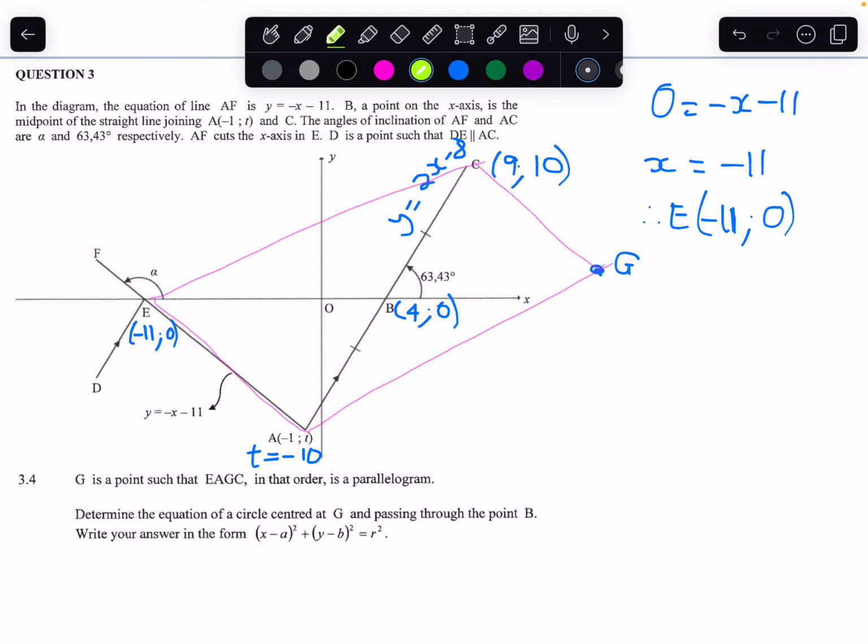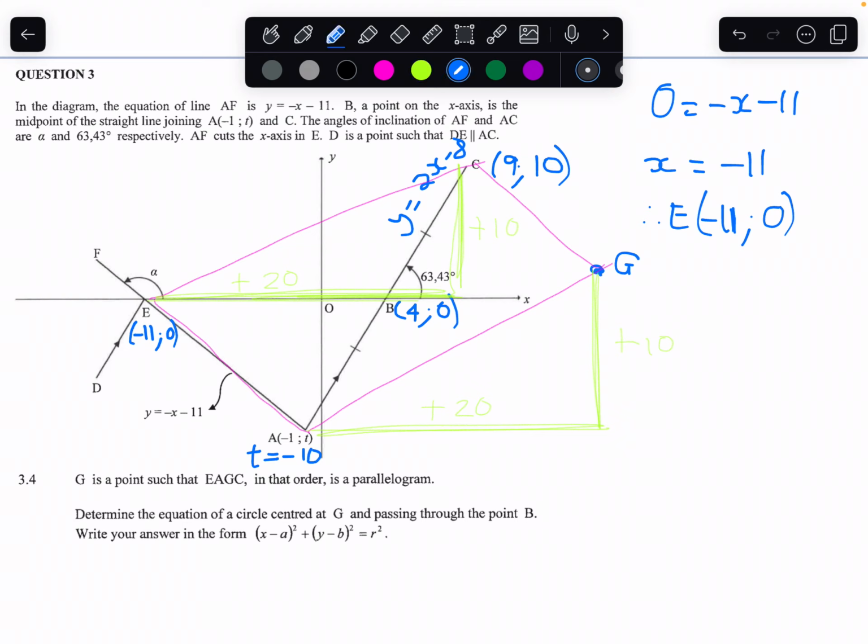So then to go from E to C, I'm going to need to run 20 units, right? To go from negative 11 to positive 9, that's 20 steps. And then to go from the y coordinate 0 to y coordinate 10, I'm going to need to go up by 10 units. So then I'm going to do the same to go from A to G. So from A to G, we're going to need to do 20 steps horizontally, and then from there we're going to need to go up by 10 units.